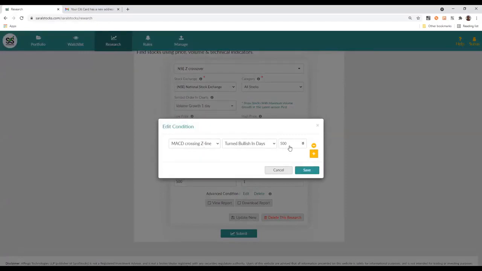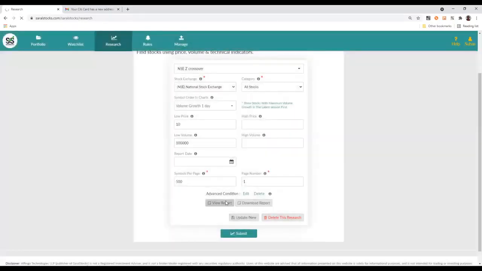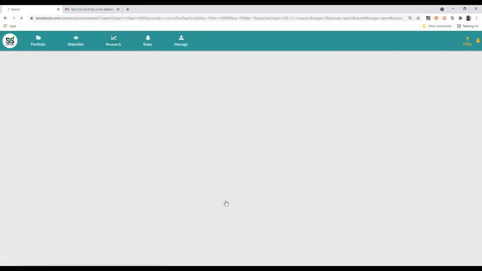Further, the MACD should have crossed the zero line in a bullish manner anytime in the last 500 days and has stayed above the zero line in that period. I now click View Report and let Search Stocks find stocks that have an upward trend for me.